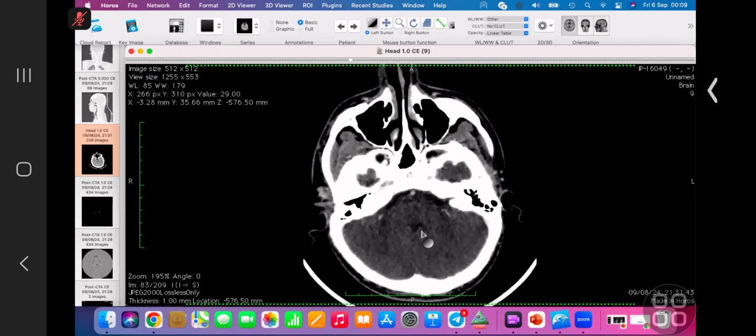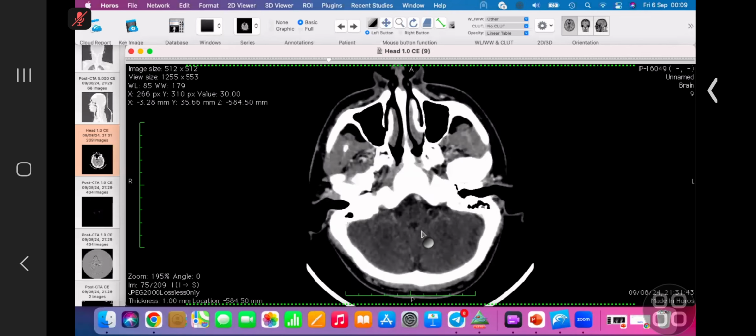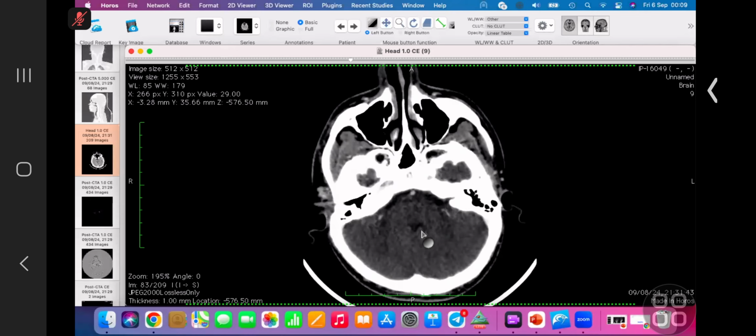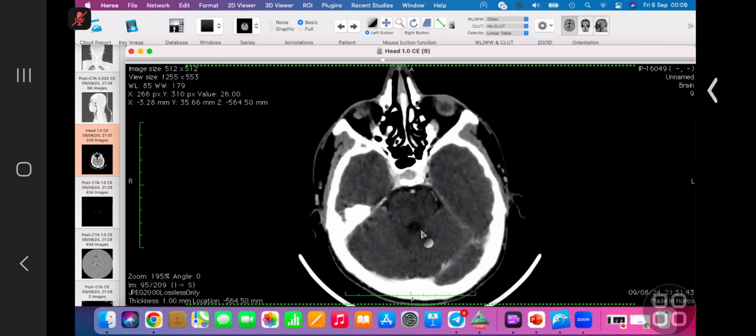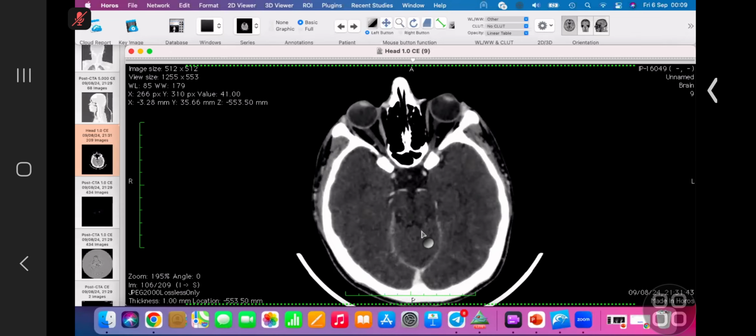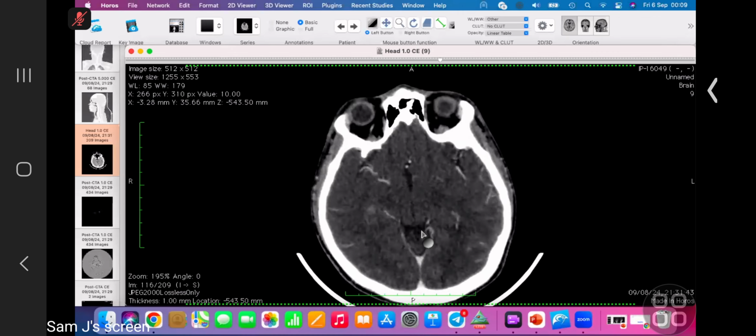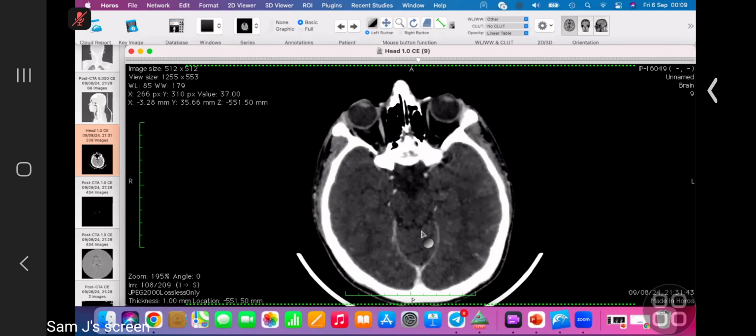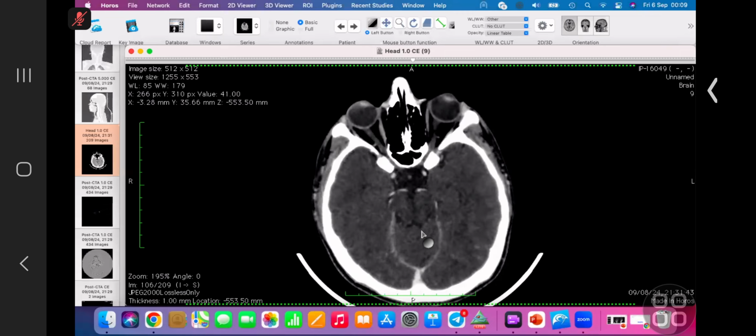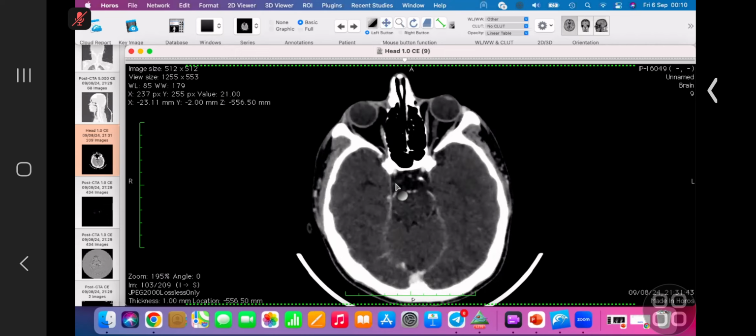Note the caliber of all the vessels. For this age, the caliber is not normal. There is definitely decrease in caliber of all the vessels, and that's the PCA that we can see. Only the P1 segments are nicely visualized. After that, it is completely lost. And look at these two cavernous segments of the ICA, how narrow the caliber is. But we are not seeing any filling defects too.